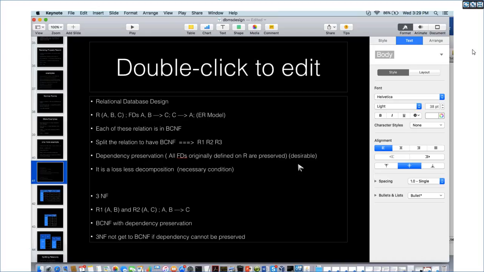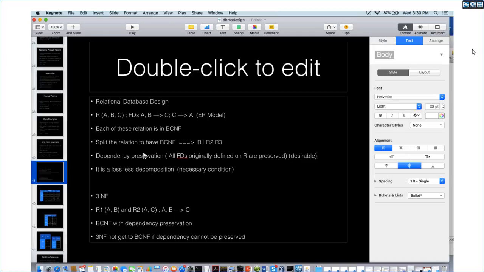Whereas lossless decomposition is necessary. When I join R1 and R2 back, I should get the original table. So lossless decomposition is necessary. You can't sacrifice on this, whereas dependency preservation is a desirable condition. So we want to make all the relations BCNF, and if they are not, then we are going to split the relations, preserving these conditions.